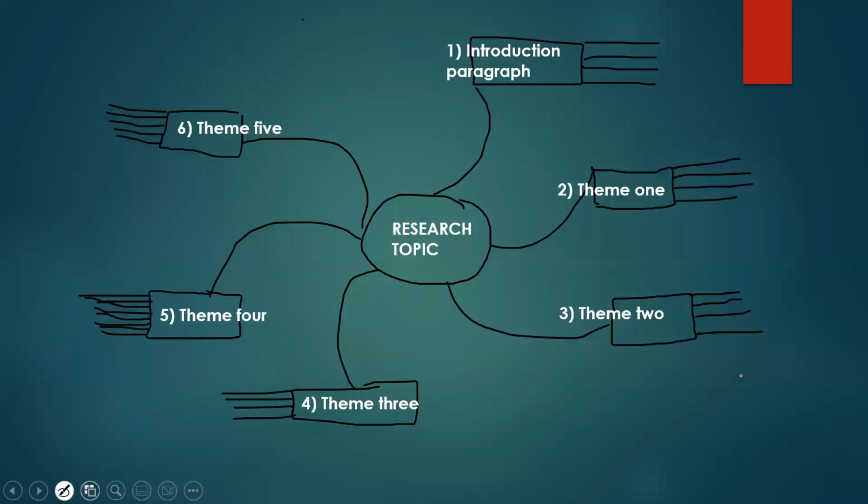Now let's look at the mind map. If you want to start to write, you have a research topic, so this is your research topic in the middle. You must start with a mind map, because if you just start to write and keep adding information, it becomes very problematic to come up with a proper structure.